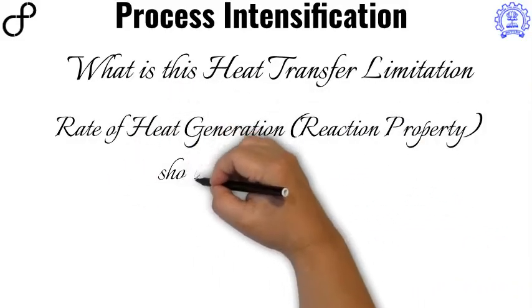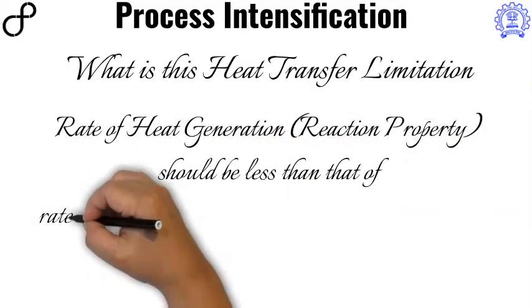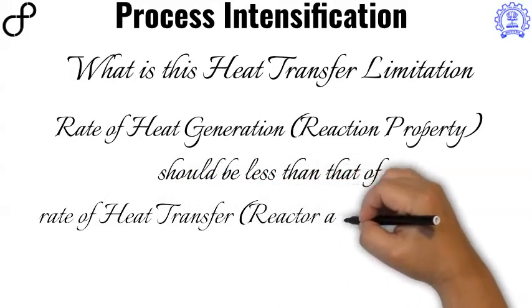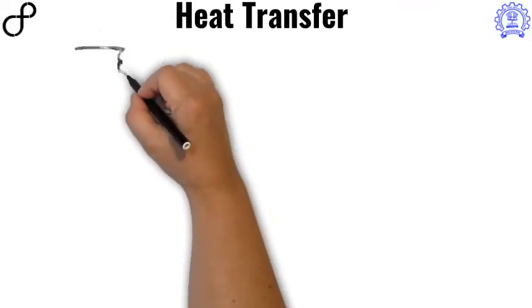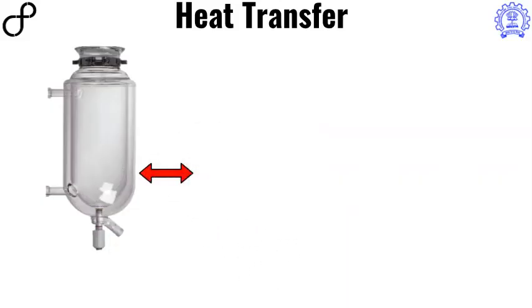In the simplest explanation, for a safe process, the rate of the generation of heat should be less than the rate of heat exchange. In a chemical process, the heat is generated by the reacting species, while the reactor and utilities take care of heat transfer. Now we will look deeper at why batch technology has poor heat transfer rate.